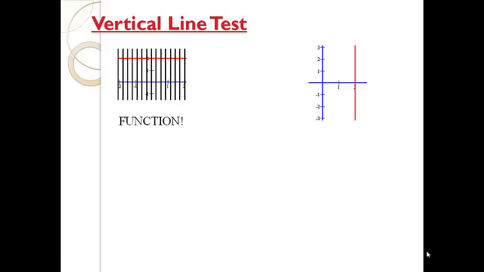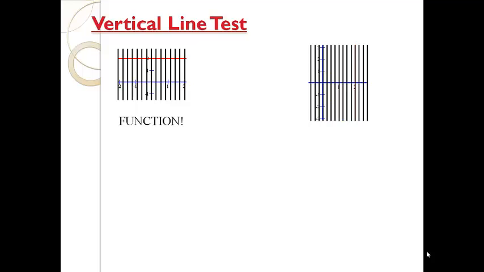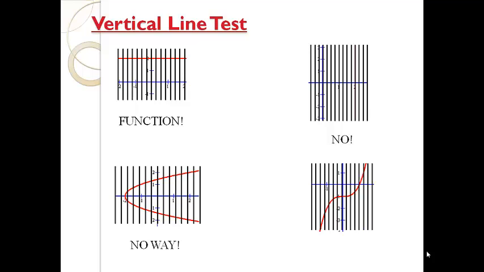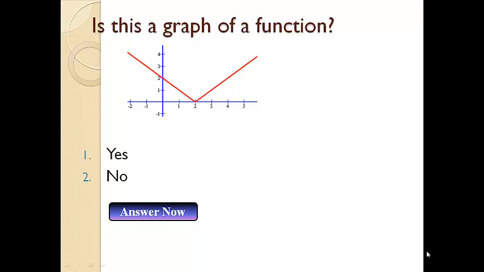What about that one? There's your vertical lines. No, that one's not a function. One of those vertical lines intersects that red line multiple times. What about that one? No way, that's not a function. It hits it twice. What about that one? Yes, that's a function. The vertical lines only hit each one once. Is this a function? Yes, that's a function. Vertical lines only touch it once.